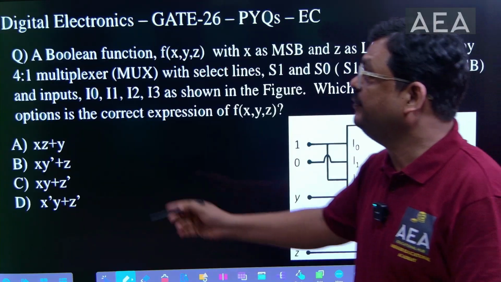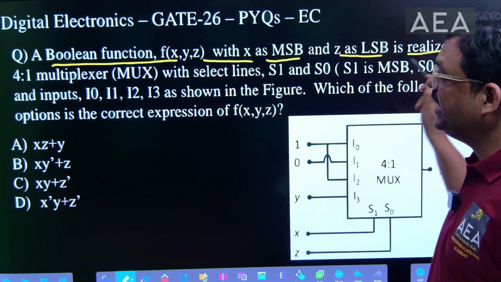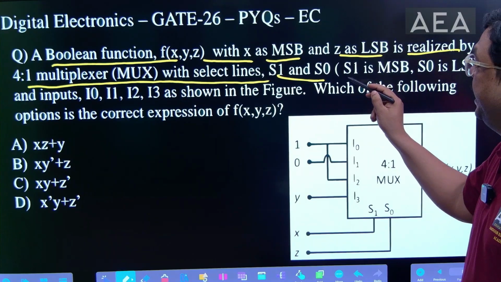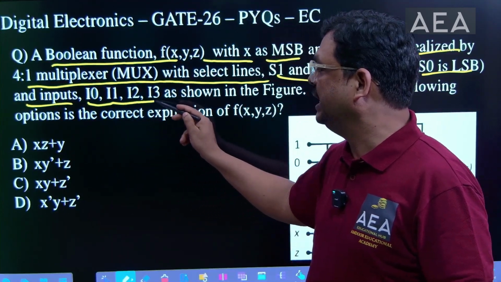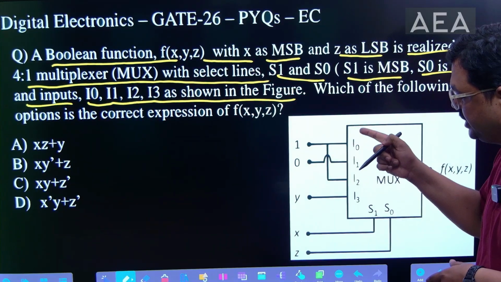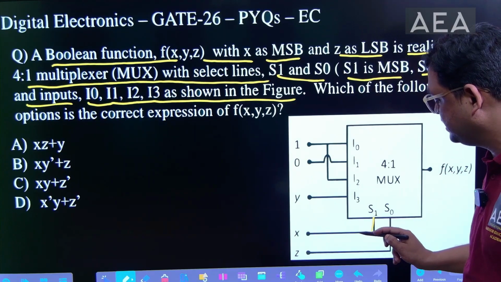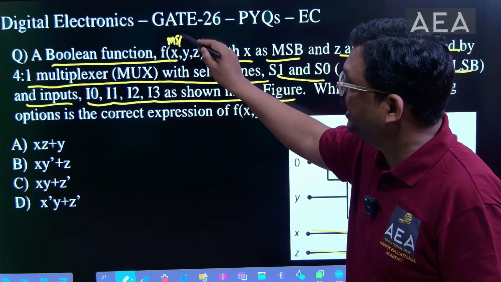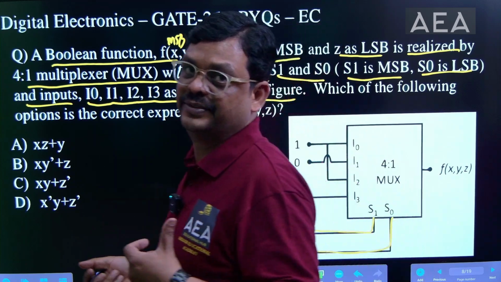The next question from this concept: a Boolean function f of x, y, z with x as MSB and z as LSB is realized by a 4:1 multiplexer with selection lines S1, S0, where S1 is the MSB and S0 is the LSB, and inputs I0, I1, I2, I3 as shown in the figure. So here a simple 4:1 multiplexer is given. I0, I1, I2, I3 are the inputs and these two are the selection lines. Here we have to assume S1 is the MSB and the other is the LSB, so the order should be X, Y, Z. We just have to find the output expression of this circuit.